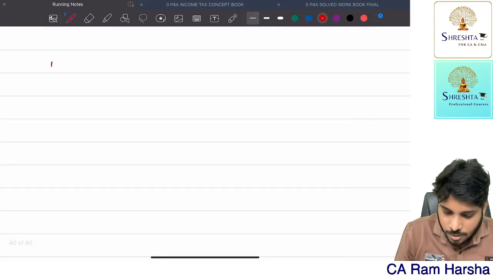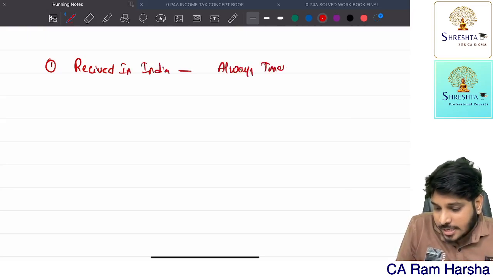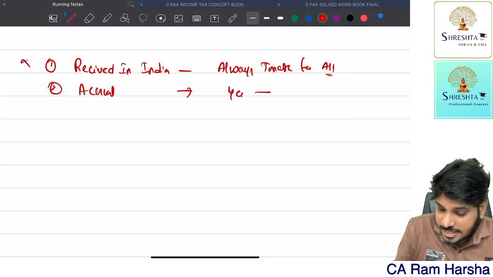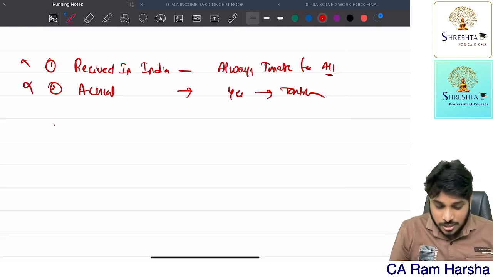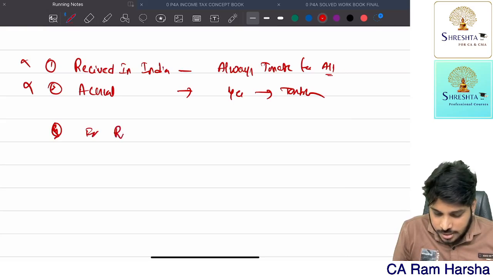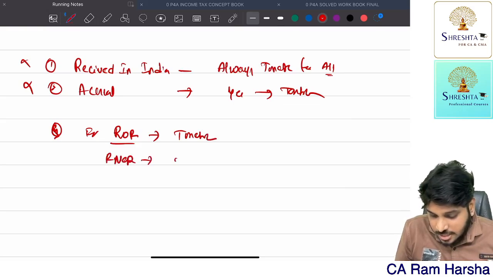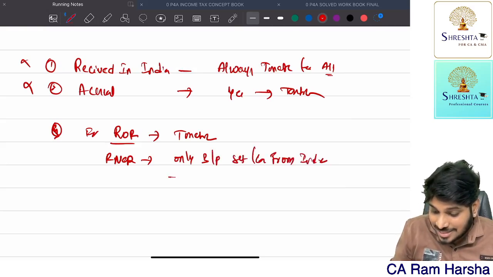First one, if an income is received in India, it is always taxable for all categories of assessees. Suppose it is not received in India, then we will check accrual. Is income accrued in India? Yes, it is taxable. If the income is accrued in India, taxable. Suppose income is not received and not accrued. For a resident and ordinarily resident, it is always taxable. For resident but not ordinarily resident, only business income or profession income, set up or controlled from India, only this is taxable for RNOR.